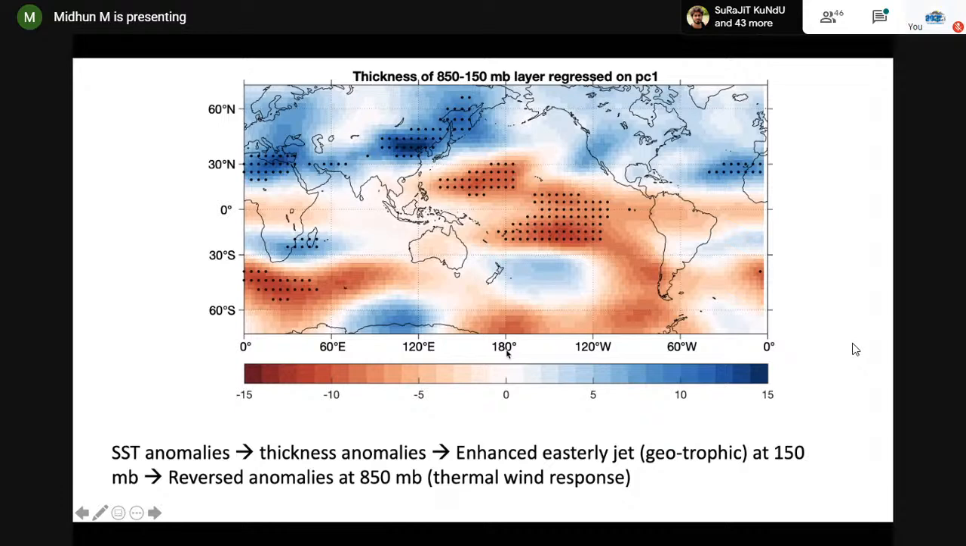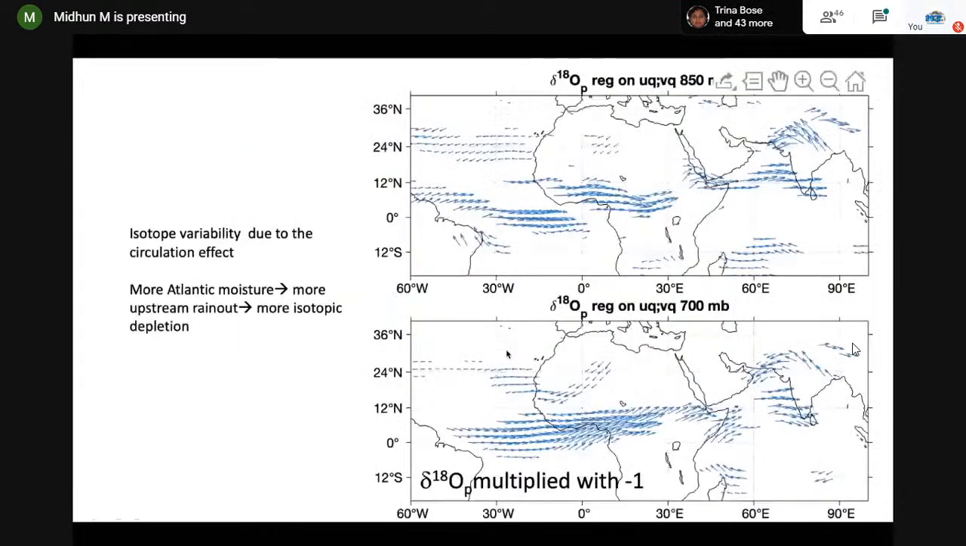So that's a story about the dynamics of this coherent mode in rainfall. Now coming to the isotope. This figure shows the regression between JJAS delta 18 of P with the moisture flux at 850 and 700 millibar levels. These are the levels where most of the moisture is transported. So I did the regression for these levels.